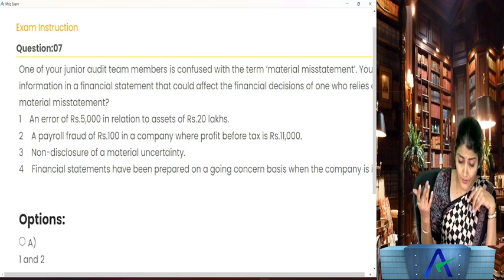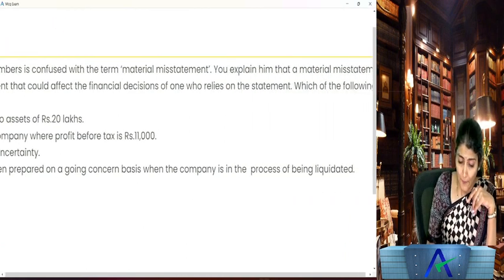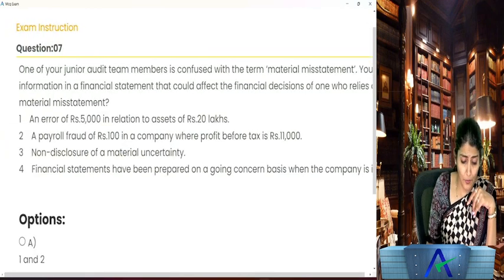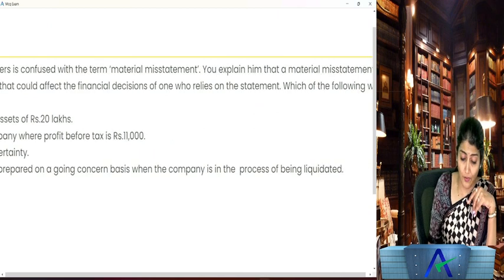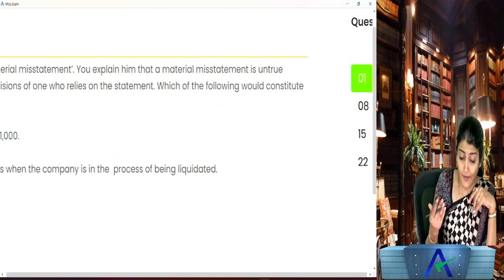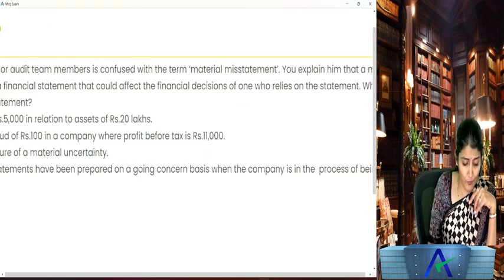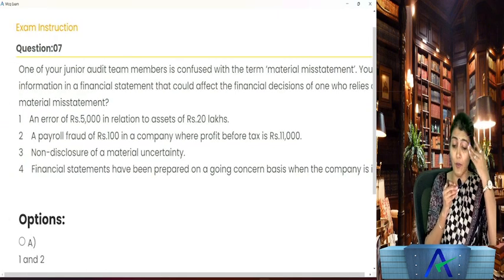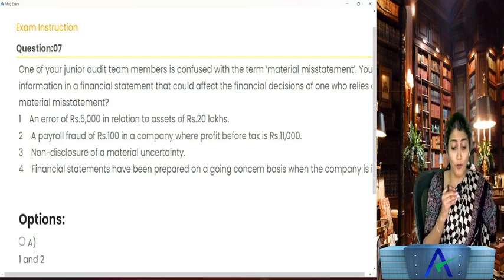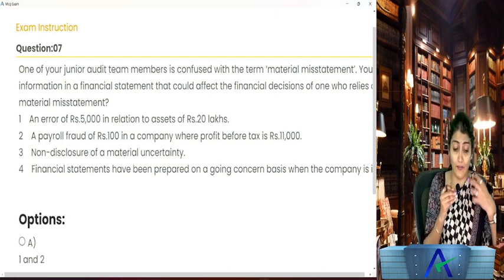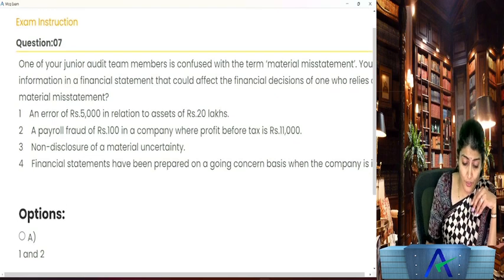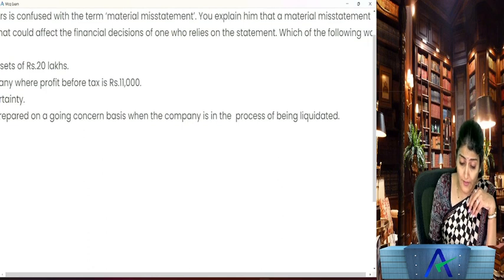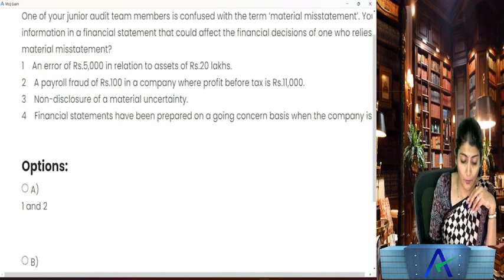Then what does it say? One of your junior audit team is confused with the term material misstatement. You explain to him that material misstatement is untrue information in the financial statements that could affect the decisions of one who relies on the statement. Which of the following would constitute a material misstatement? An error of 5,000 in relation to assets of 20 lakh, a payroll fraud of 100 in a company where profit before tax is 11,000, non-disclosure of a material uncertainty, and financial statements prepared on the going concern basis when the company is in the process of being liquidated.